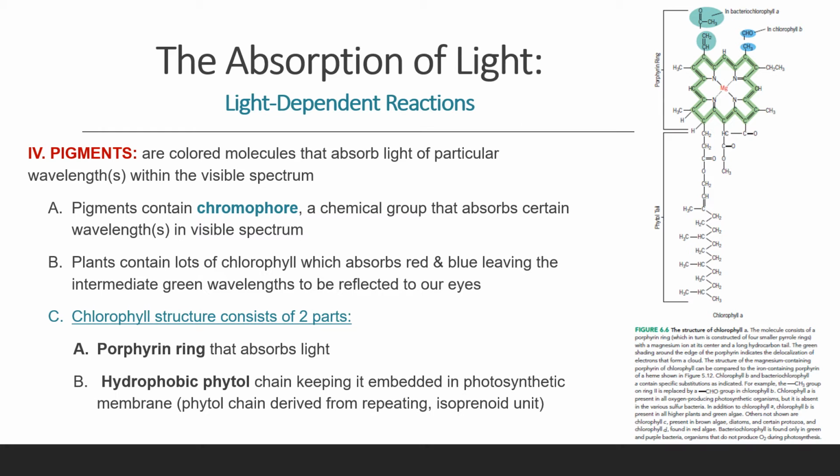Okay? So the chlorophyll structure consists of two parts. The first one is the porphyrin ring, which you see at the top in the image on your screen right now. The porphyrin ring absorbs the light, so its function is light absorption. And then you have the hydrophobic phytol chain that keeps the chlorophyll embedded in the photosynthetic membrane. This phytol chain is derived from repeating isoprenoid units.